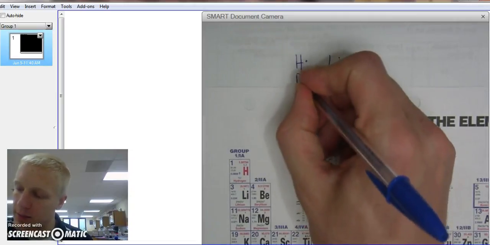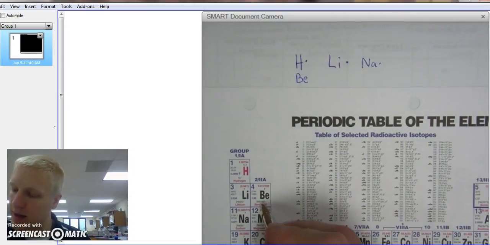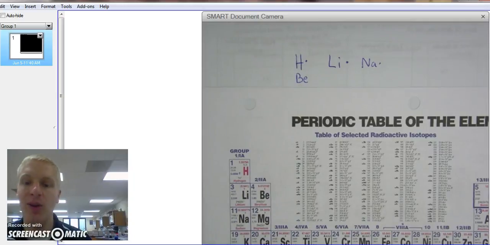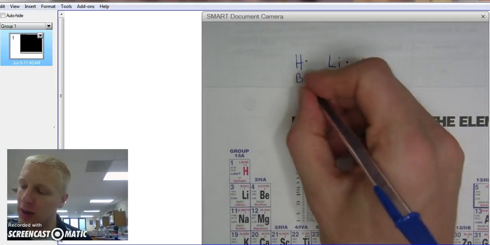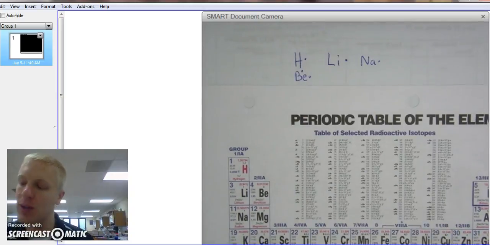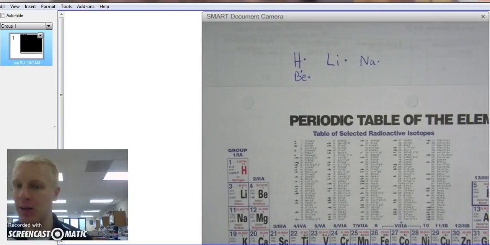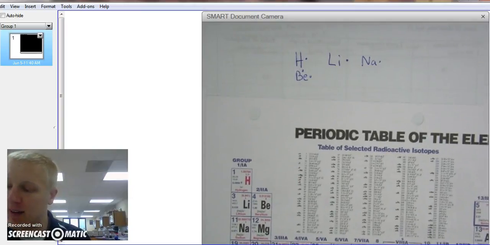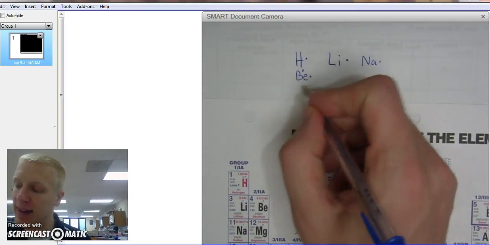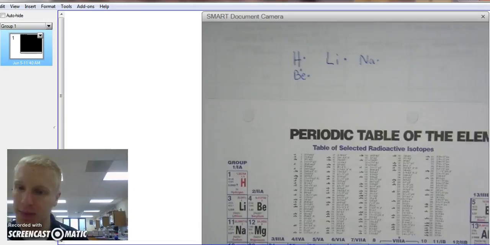Well, what about something like beryllium? Beryllium, Be, is in the second column, so it has 2 outer electrons, so we're going to write 1, 2. I always just start at the top and then go clockwise. You can start at the side, go clockwise. It doesn't really matter at this point. Just know that there's 4 sides: top, bottom, side, side.